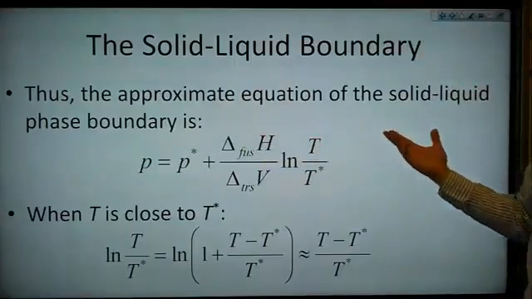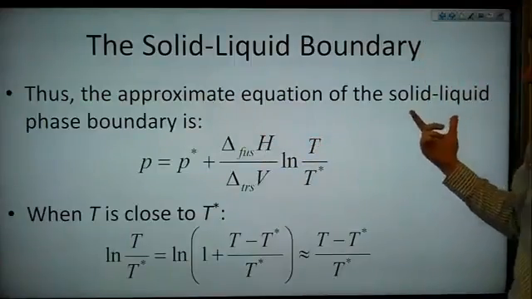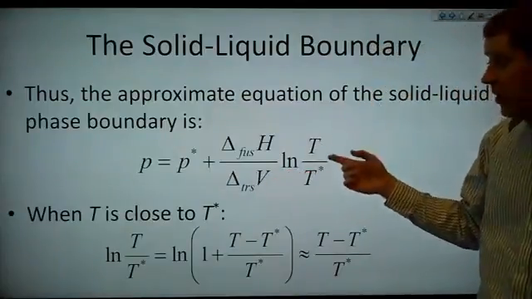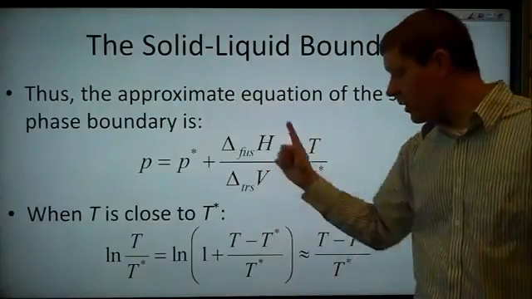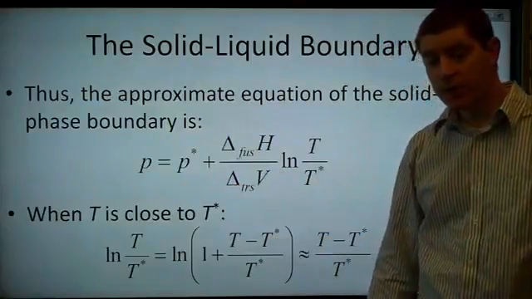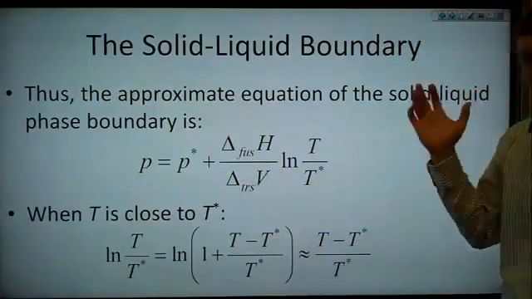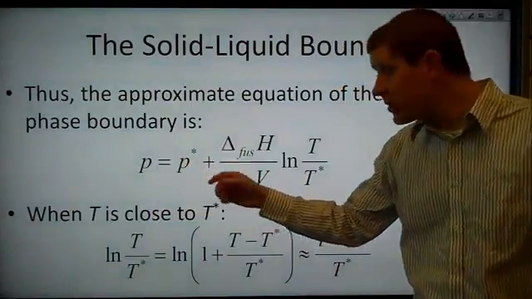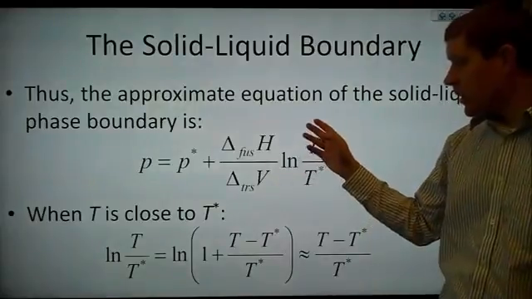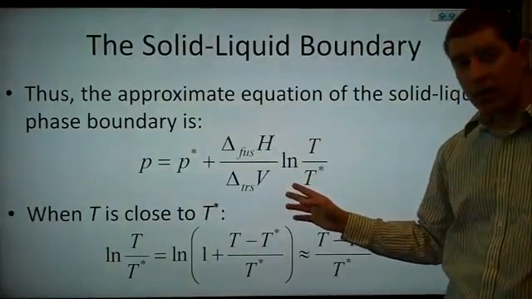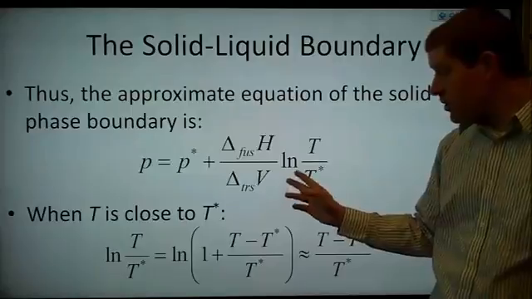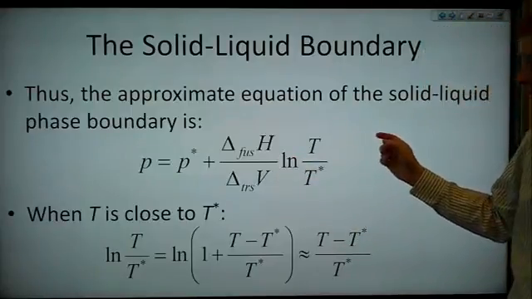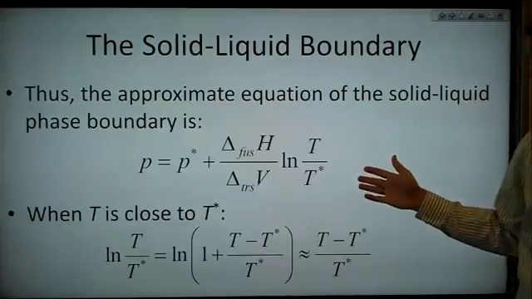So the approximate equation for the solid liquid phase boundary is this. Note that this is approximate because now we've pulled this quantity out of that integral. So this is just an approximation now. So now we have pressure is equal to the initial pressure P star plus the enthalpy of fusion divided by the change in volume for the melting process times the natural log of the temperature divided by temperature star.